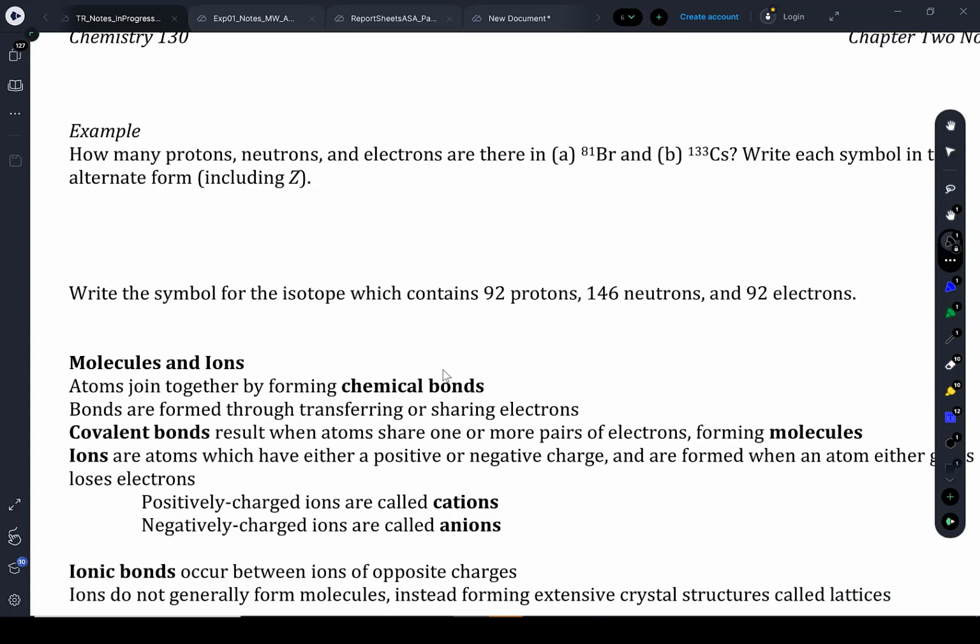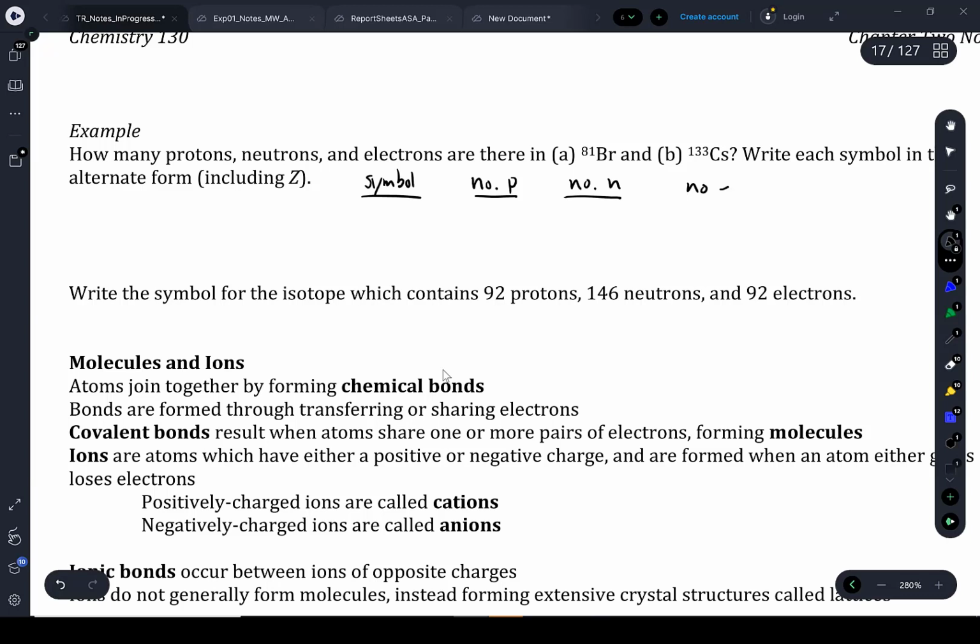So for A, let's do the symbol. Let's do the number of protons. So P for protons, number of neutrons, and the number of electrons. Usually write e minus for electrons. And so for A is 81Br.